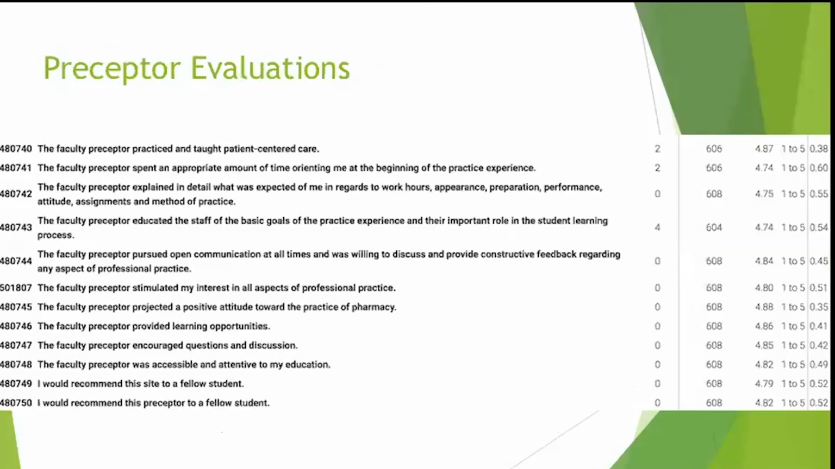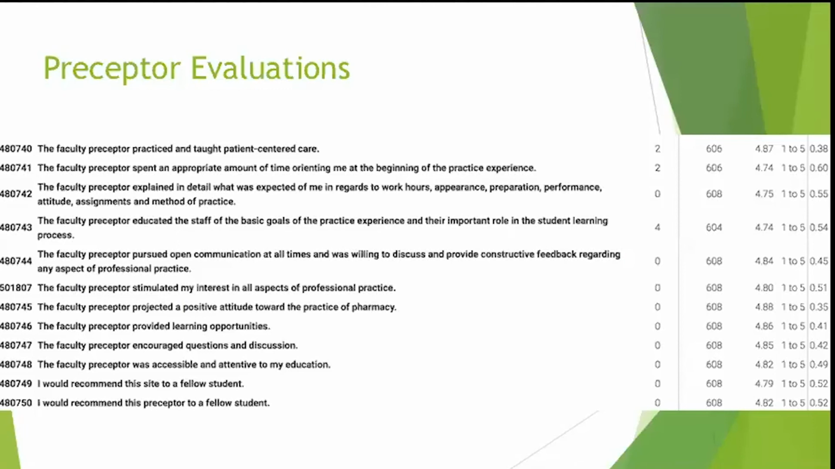So this is a summary of evaluations of preceptors from May 2019 to currently, so this current academic year. If you look at this, these are the questions that students are asked about you. That second column is how many evaluations we had. And then the third column is the overall ranking for all preceptors added together. This is on a scale of 1 to 5, with 5 being the highest score. So every category averages a 4 or above for sure.